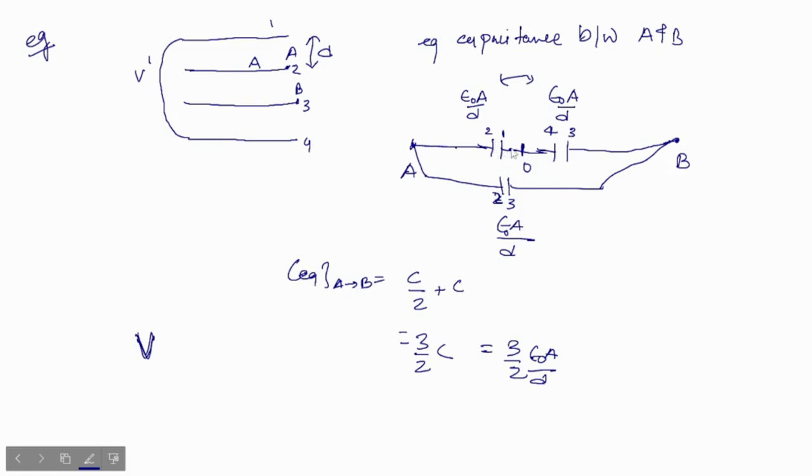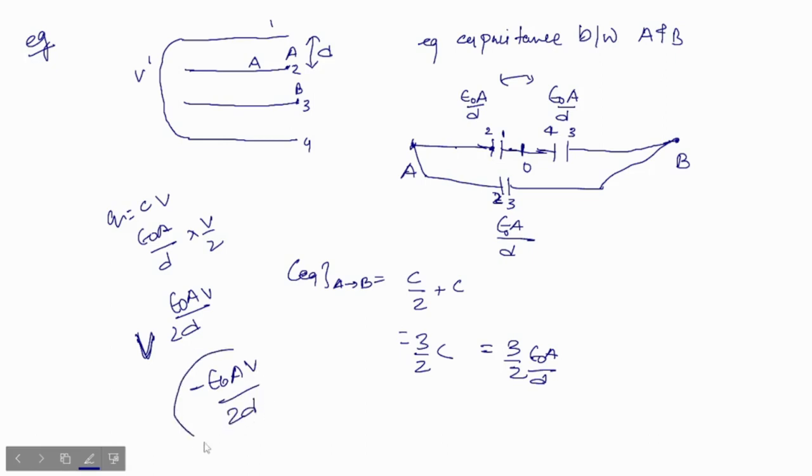So the charge on the capacitor will be Q equal to C into V. Capacitance is epsilon naught A by d, and potential difference is V by 2. That means epsilon naught A V by 2d will be the charge on plate number 2. Similarly, on plate number 1 it will be minus epsilon naught A V by 2d, because facing surfaces of a capacitor will have opposite and equal charge.